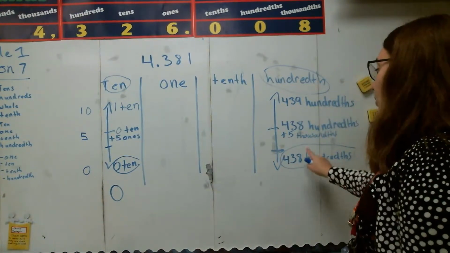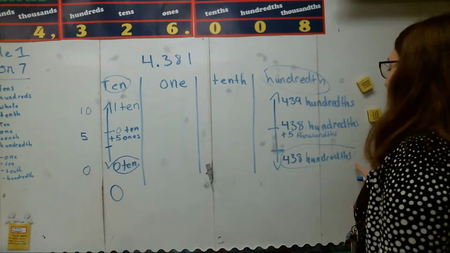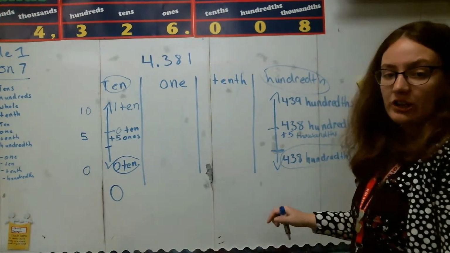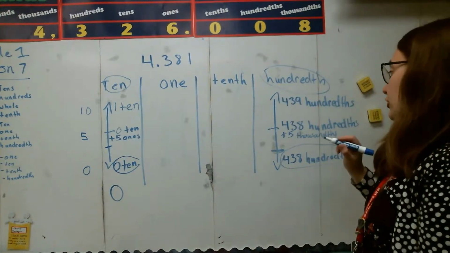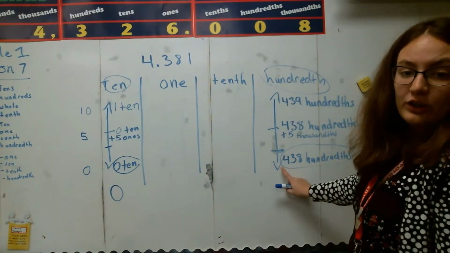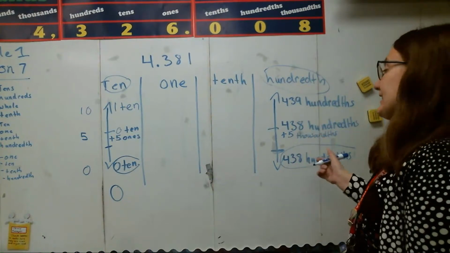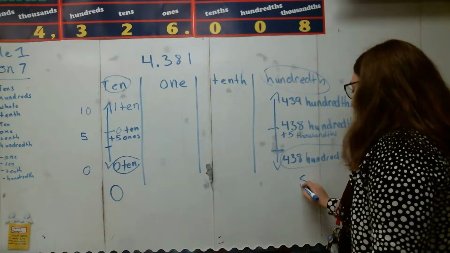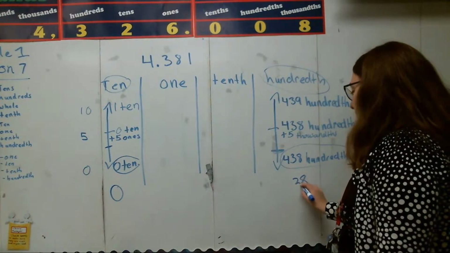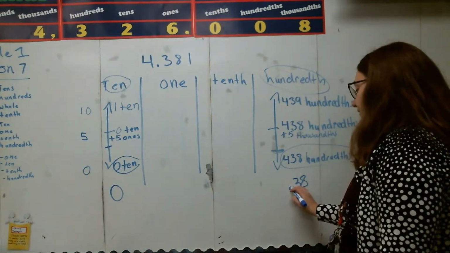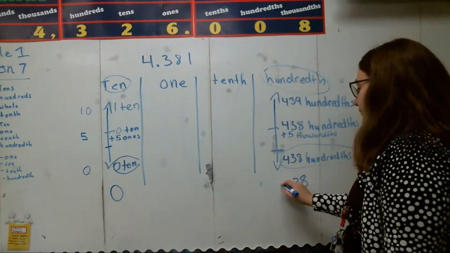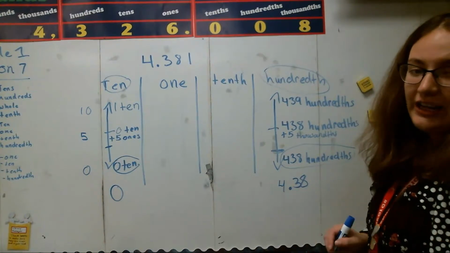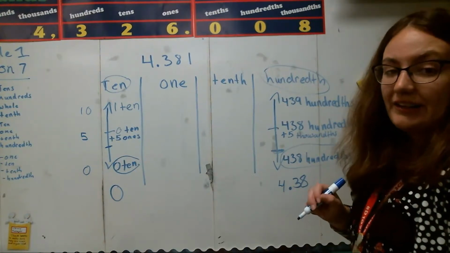And if you've noticed, I'm always circling where my number rounds to on either end, just so I can make sure that I'm showing you what my answer looks like. So now I have to write 438 hundredths as a decimal. So I know that this 8 right here has to be in my hundredths place. This 3 will then be in my tenths, which means I'll have a decimal right here. And then this 4 will be in my ones place. So I have 4 and 38 hundredths as my final answer.